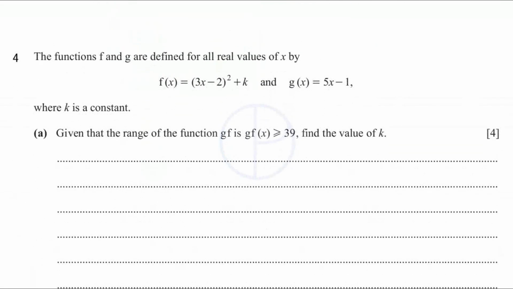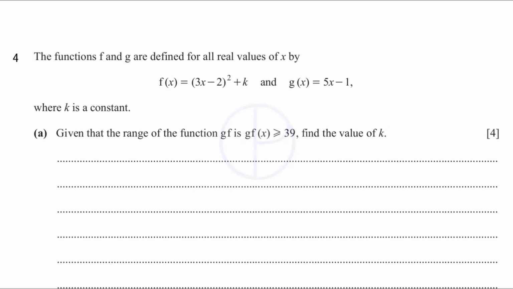The next question is: the functions f and g are defined for all real values of x by f of x equal to (3x minus 2) the whole squared plus k, and g of x equal to 5x minus 1, where k is a constant. Given that the range of the function gf, gf of x, is greater than or equal to 39, find the value of k.